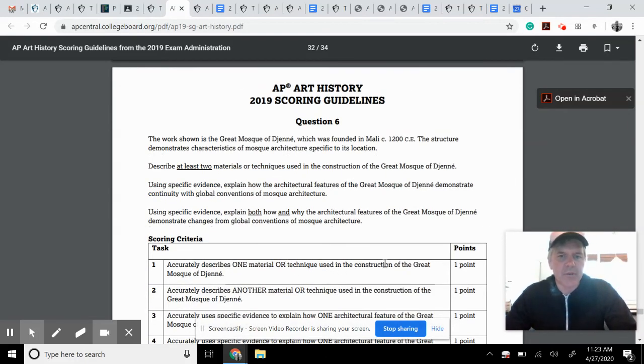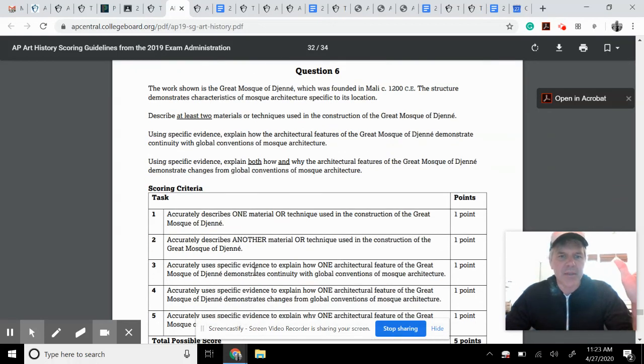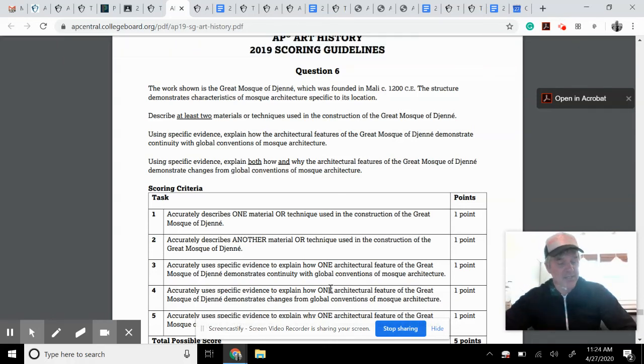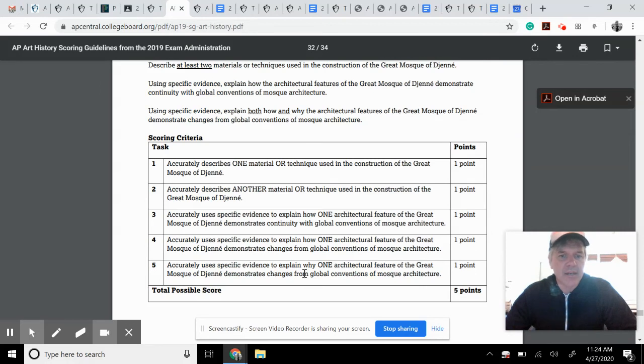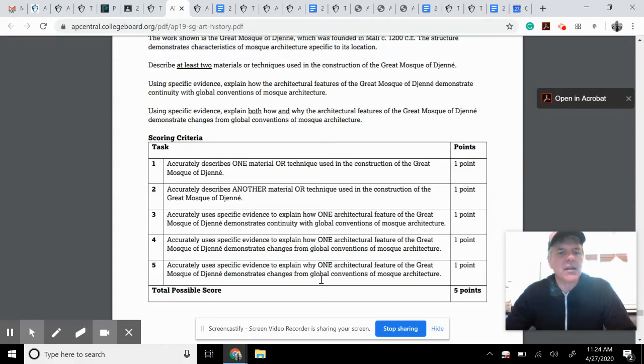So down here, question 6. Describes a material or technique. Boom, 1 point. Describes another material or technique. 2 points. Has specific evidence to explain one architectural feature of the Great Mosque. Ooh, 2 different points here. They didn't tell us to do 2 things, but they wanted us to. So I was right and you were right to go ahead and tell them 2 things, just so they know that you do understand what mosque architecture is like and how this demonstrates continuity with it. So that's 4 points so far. Then, evidence to explain changes from global conventions of mosque architecture. So one thing that's different, the how and the why part here, one thing that's different about the mosque of Djenné as opposed to other ones, that's 1 point. So it's 5 points here.